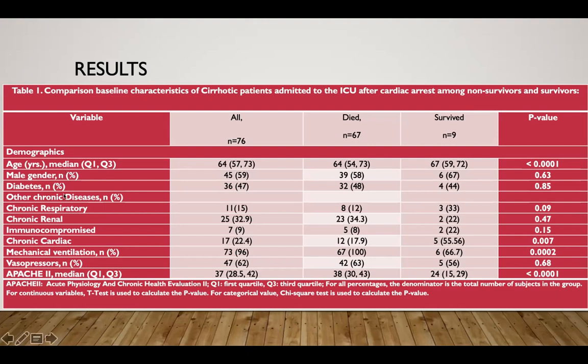the gender, the comorbidities: diabetes, chronic disease, respiratory disease, chronic renal disease, immunocompromised, chronic cardiac, mechanical ventilator, and vasopressor, and the Apache score as well. From this slide, we see that they are pretty sick patients. They have comorbidities and they are not a young age group. They are elderly. The median age of all the patients is 64.